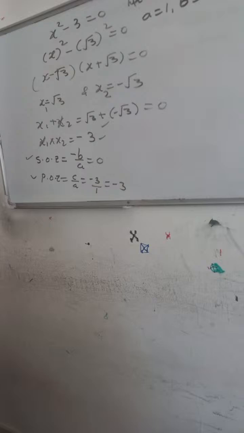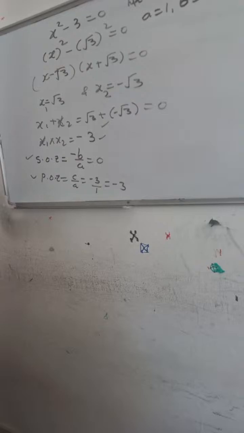Here write down the next questions. Find the quadratic polynomial each with the given numbers as a sum and product of its zeros respectively.